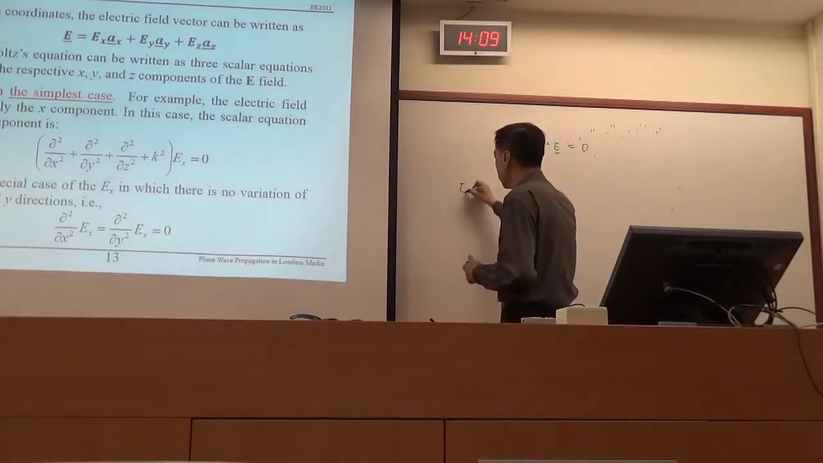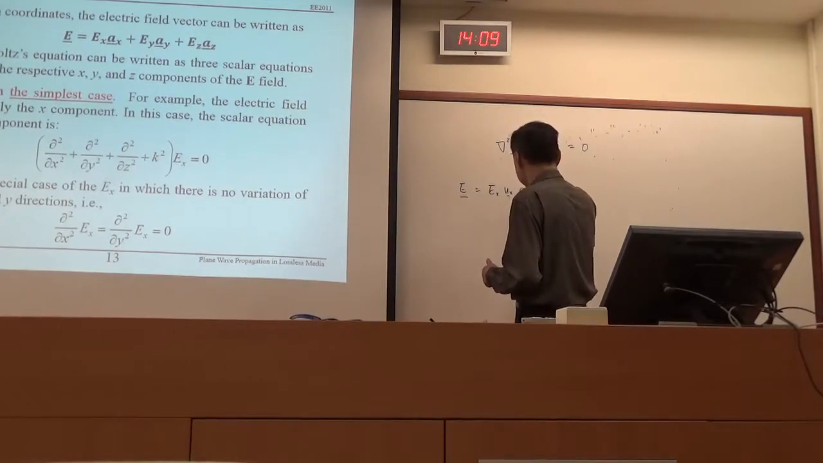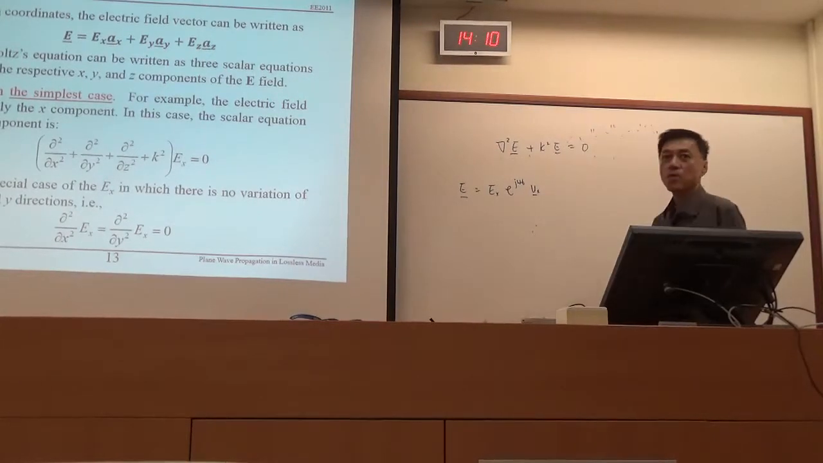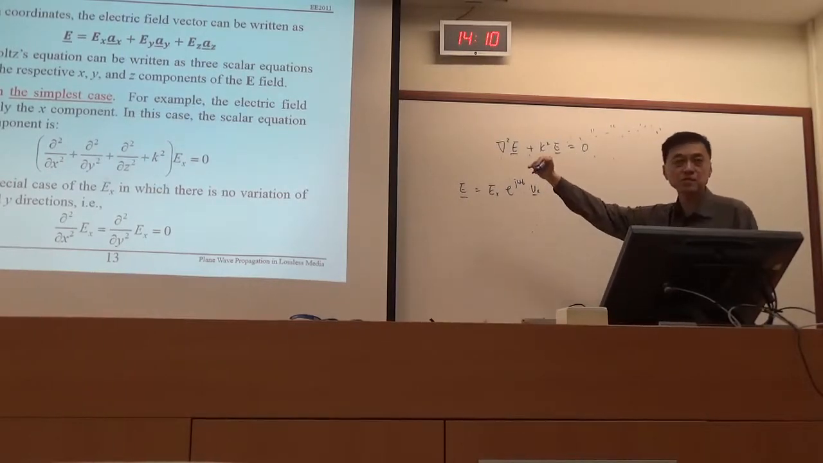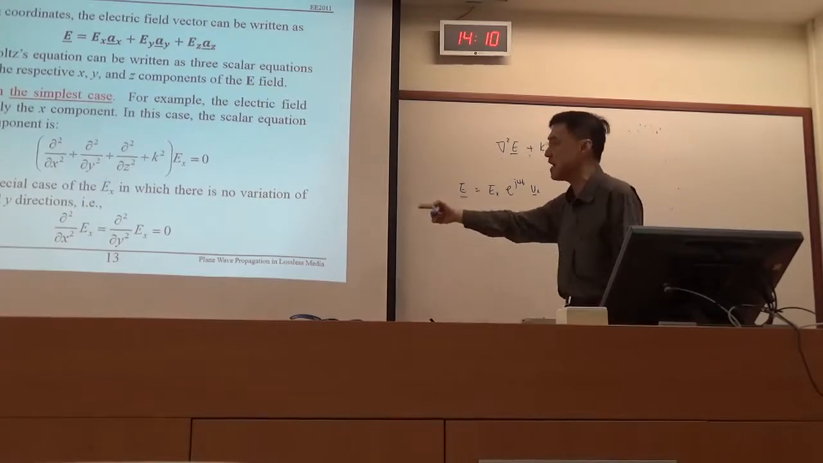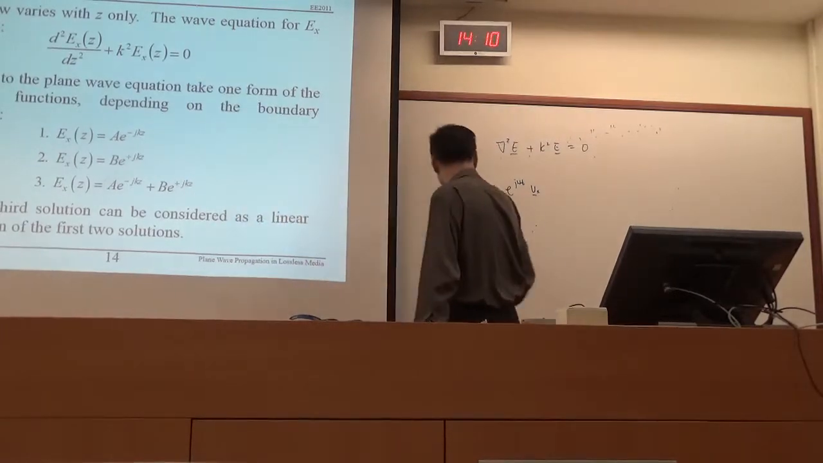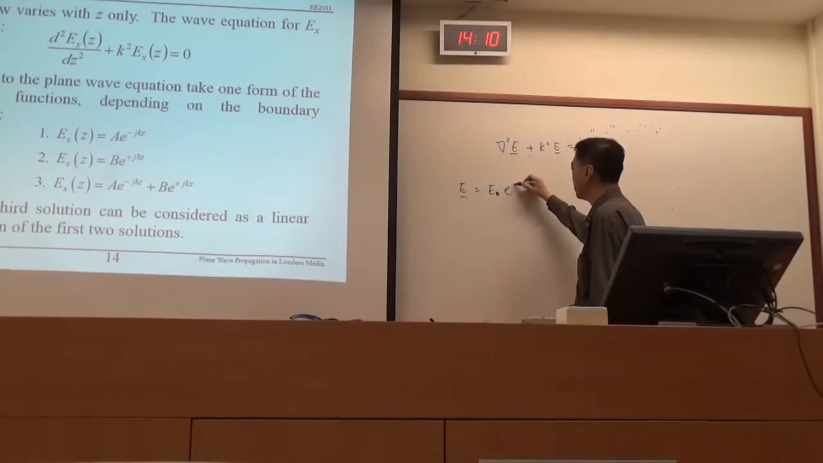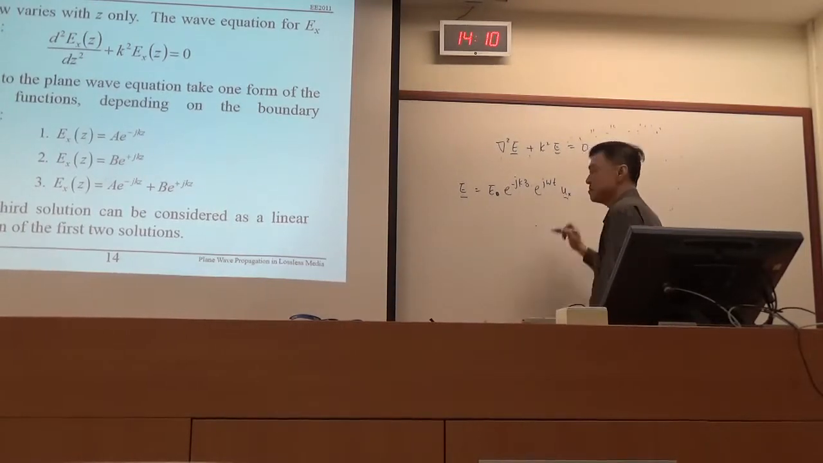E is equal to Ex ux, e^(jωt) Ex ux. If we substitute the Ex into the Helmholtz equations, we can find that the solution of this Ex should have the form of something like this. So it becomes E0 e^(-jkz) e^(jωt) ux.